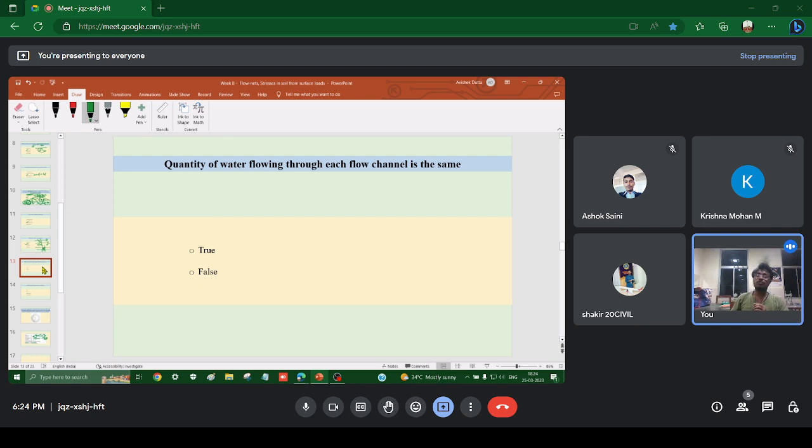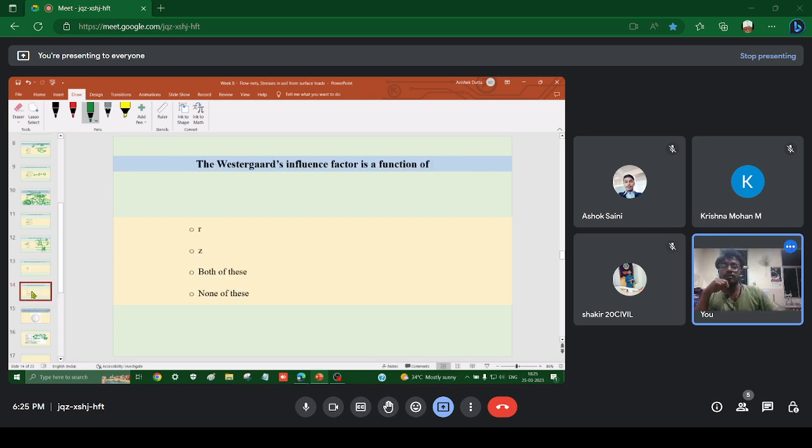Quantity of water flowing through each flow channel is the same. True or false? True, sir. Yes, true. This is one of the assumptions we take for construction of a flow net, that the discharge between any two particular flow lines, that is through any flow channel, is equal. So this is true.